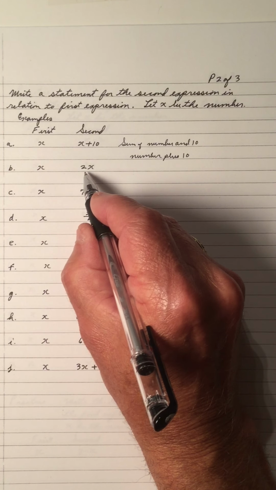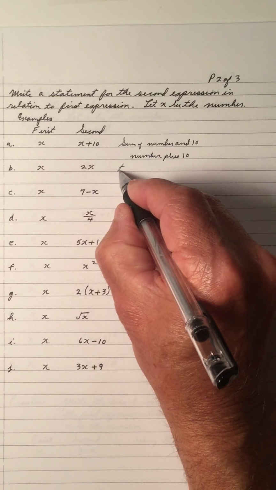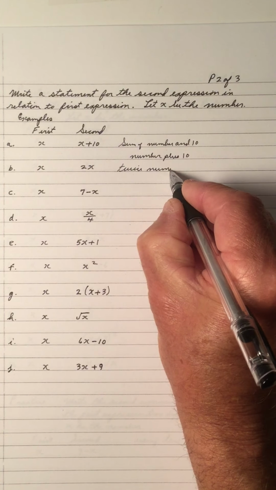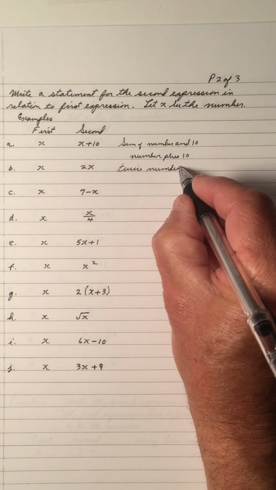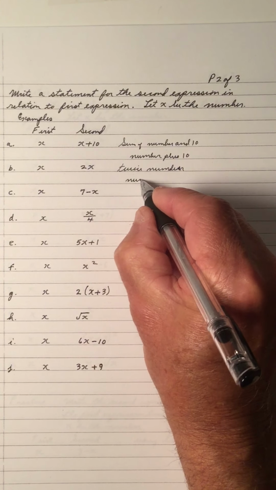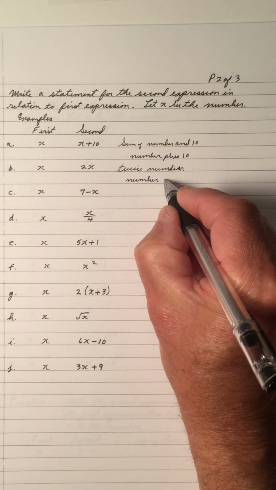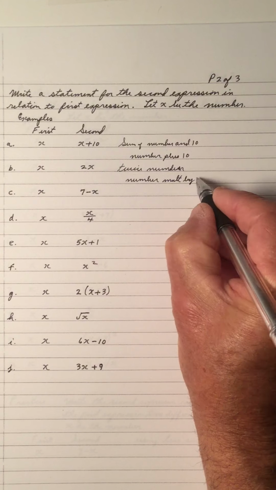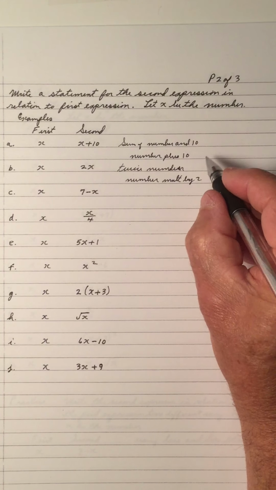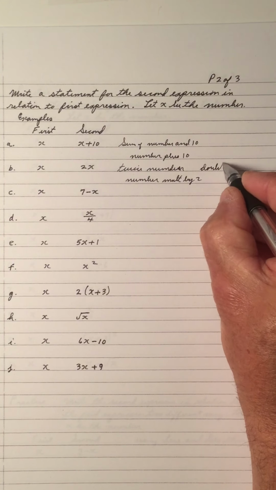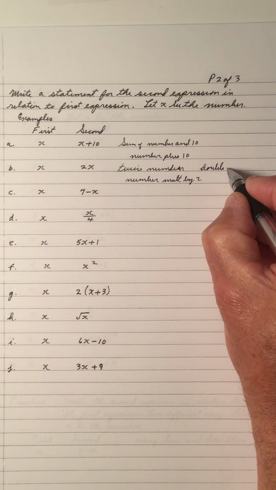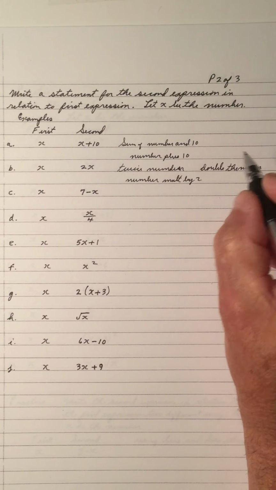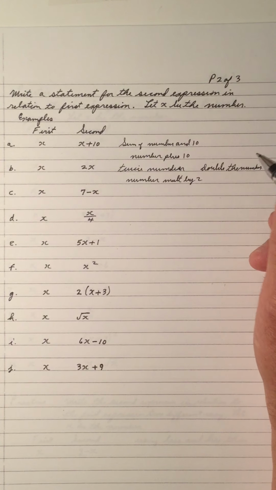So what we do in here, we're doubling it. So we could say twice the number. We could say the number multiplied, M-U-L-T, by 2. Or we could say double the number. Lots of ways to say it. Double the number, the number doubled. So twice the number, multiplied by 2, doubled, either way.